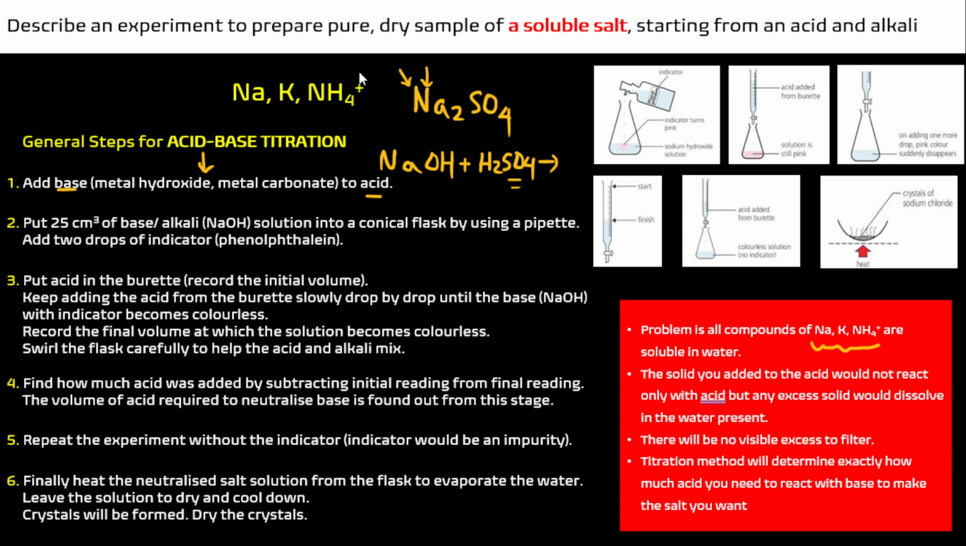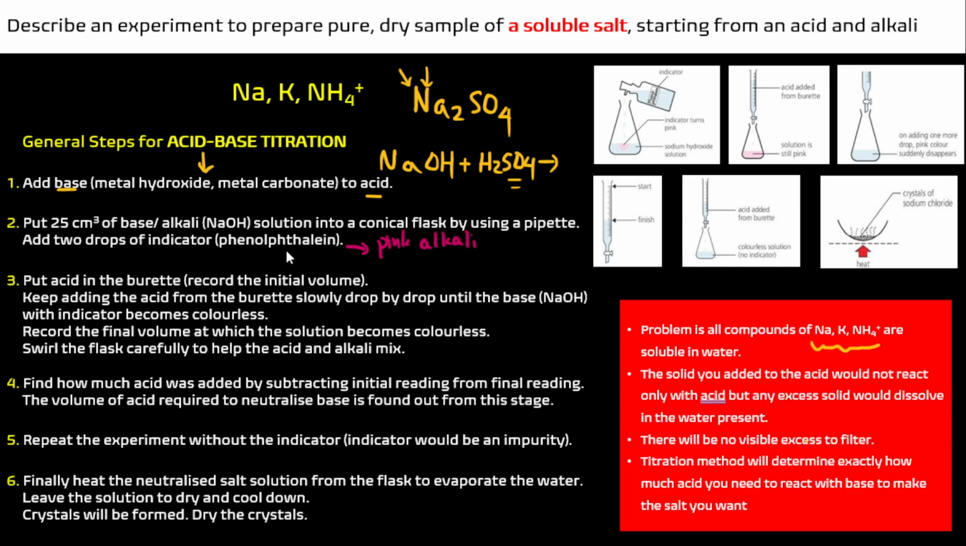So the first step would be to put about 25 centimeter cube of sodium hydroxide, your base or alkali, into a conical flask using a pipette. Since sodium hydroxide is colorless, we will add the phenolphthalein indicator. Phenolphthalein, if you remember, shows a pink color in alkali.